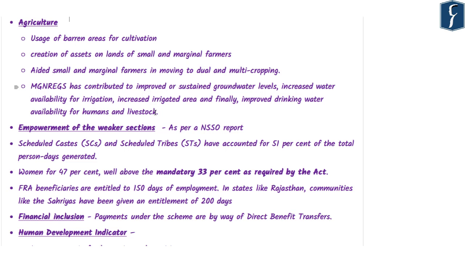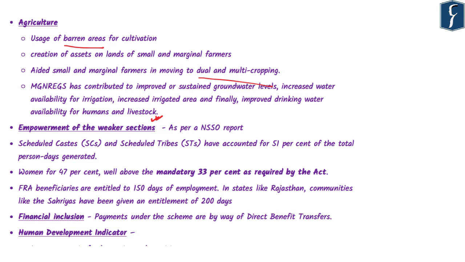Although there have been claims and allegations that MGNREGA has diverted manpower from agriculture, hurting agriculture, the Ministry of Rural Development in its annual report has put out that MGNREGA has actually helped agriculture. It has helped in various ways, for example, construction of agricultural assets like farm ponds and irrigation assets, and this has helped in the usage of barren lands for cultivation. This has also helped small and marginal farmers in moving towards dual and multi-cropping, and has helped in making water available in general for humans and livestock.